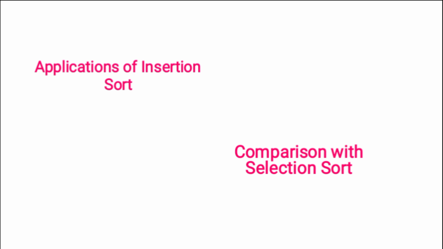Then comparison with selection sort. Both insertion sort and selection sort have similar time complexity in the worst case. However, insertion sort might perform fewer swaps in practice, especially when the data is partially sorted. The choice between these algorithms often depends on specific use cases and coding preferences.